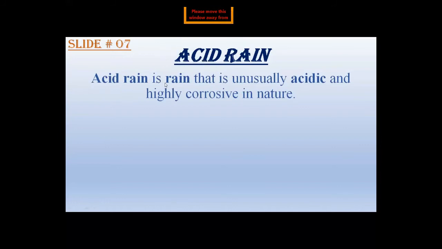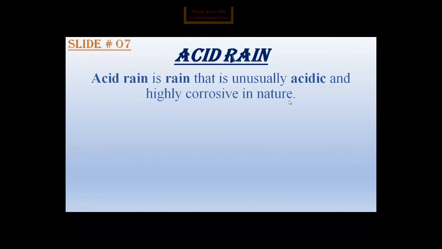Actually, acid rain is a type of rain, but it is unusually acidic. Means in this rain, acids are present. So what are the acids and how do they get there? Okay, this is a usual, normal, or common rain. But when acids enter the rain, it becomes acid rain. So acid rain is a rain that is unusually acidic and highly corrosive in nature.